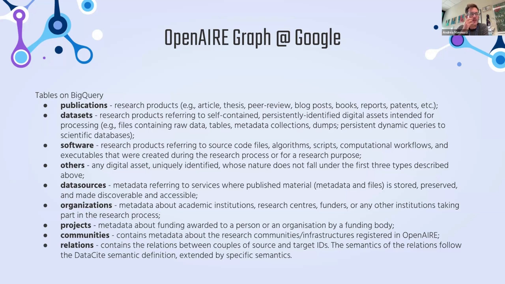Communities contains a small amount of research communities that are registered in OpenAIRE. It's 30 of them. So if you remember from what I was saying before, there's a service which talks to communities. These are the communities this table retains. And then relation is the only table that puts into connection all the others. And we will see that later, but it's basically the bridge to jump from one entity to another, any one of those.